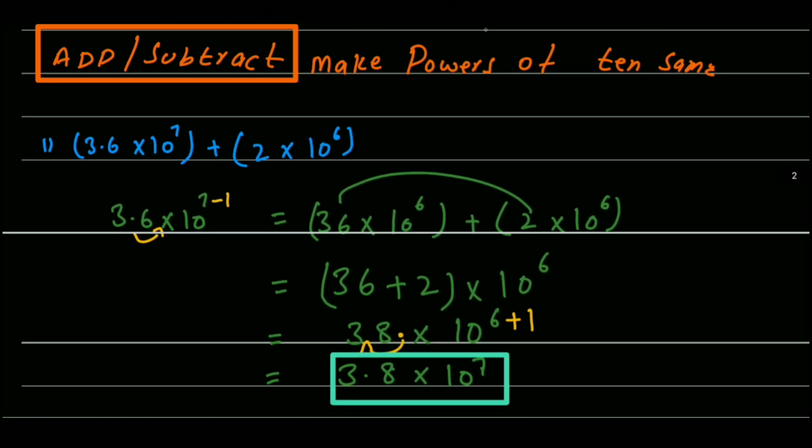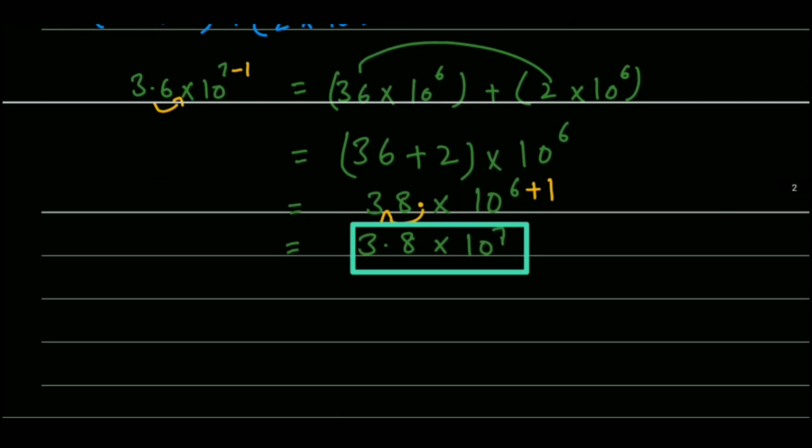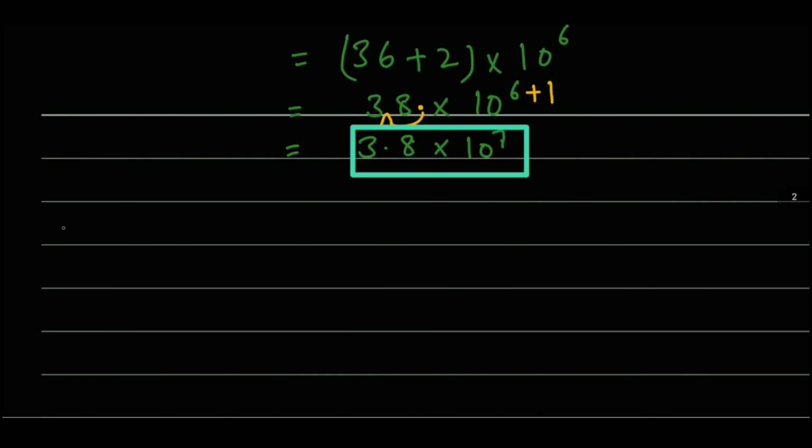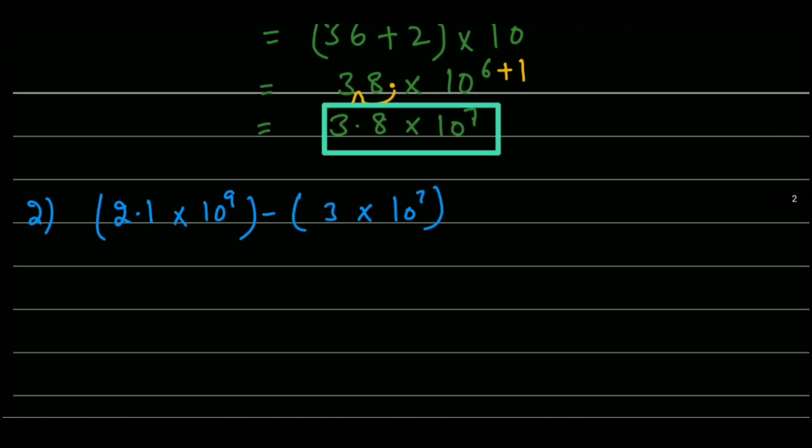Next question. We will do one example of subtraction. 2.1 multiply 10 raised to power 9 minus 3 multiply 10 raised to power 7. So we have to make 9 as 7. We have decided that we will make the 9 power as 7, so we have to make their power the same according to the rule.